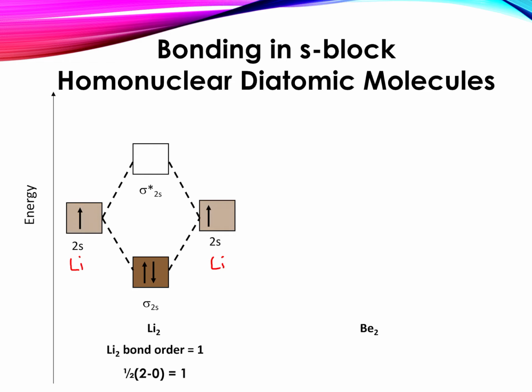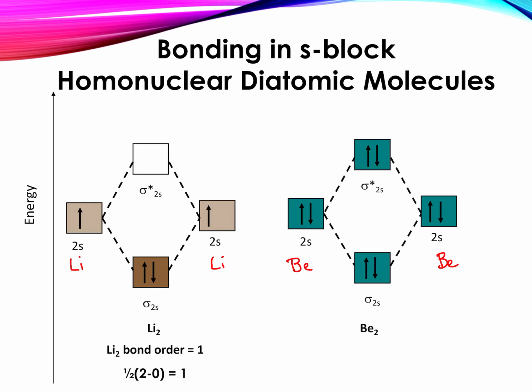If we look at beryllium, Be2, both berylliums have 2 electrons in the 2s. Again, we're not worrying about the 1s electrons because they're not valence electrons. Just like lithium, this is going to form a sigma 2s and a sigma star 2s. We have 4 total electrons, 2 from each of the berylliums. So 2 electrons will go in the sigma 2s, and the next 2 electrons will go in the sigma star 2s. When we calculate the bond order, we do 2 minus 2 times 1/2, which gets us 0. So this molecule will not happen.